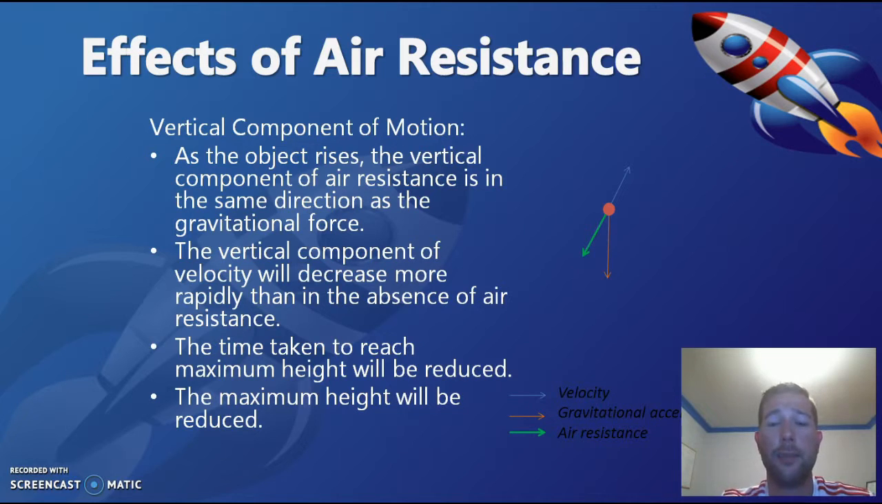So typically we look at projectiles in the absence of air resistance. However, if we do take it into account, so if we look solely in the y direction or the vertical direction, the velocity when launched from the ground will be reduced due to the air resistance. Now this obviously has an effect on the time, as the velocity will be at a lower value. So the time taken will be reduced and the maximum height will be reduced.